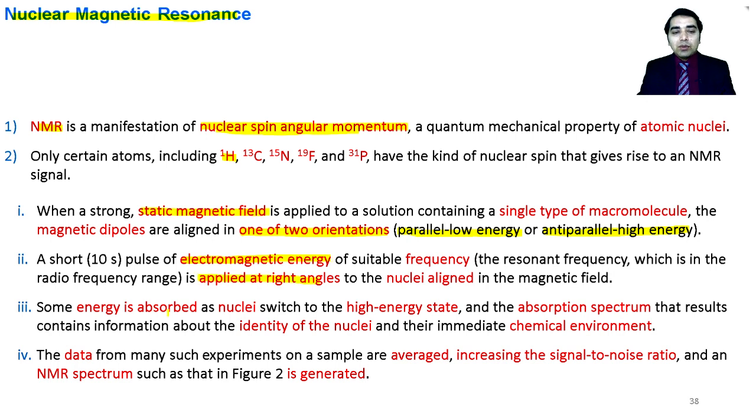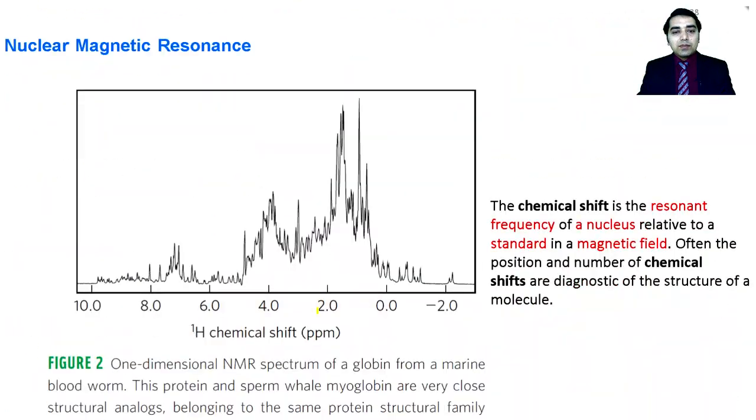Under the effect of those short pulses of electromagnetic energy, some of the nuclei will absorb energy and will gain a high energy state. And the absorbed spectrum is characteristic of each of the nuclei. Depending on the absorption spectra, we can identify not only the nuclei but also the chemical environment of those nuclei. And all those signals are averaged, and computer-aided programs are used to find the three-dimensional structure of the proteins.